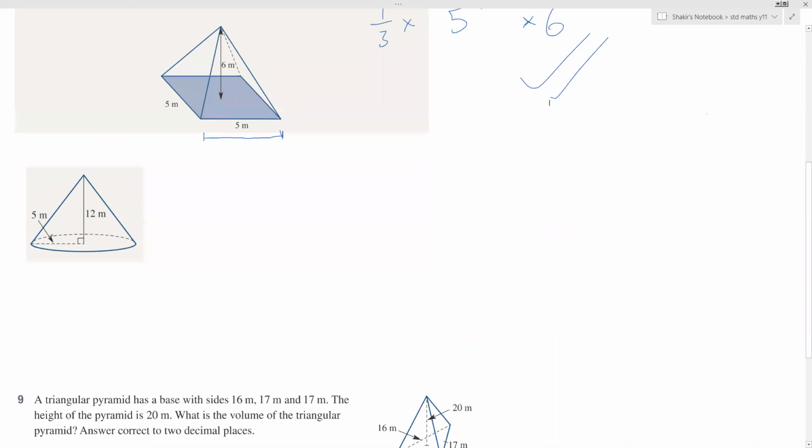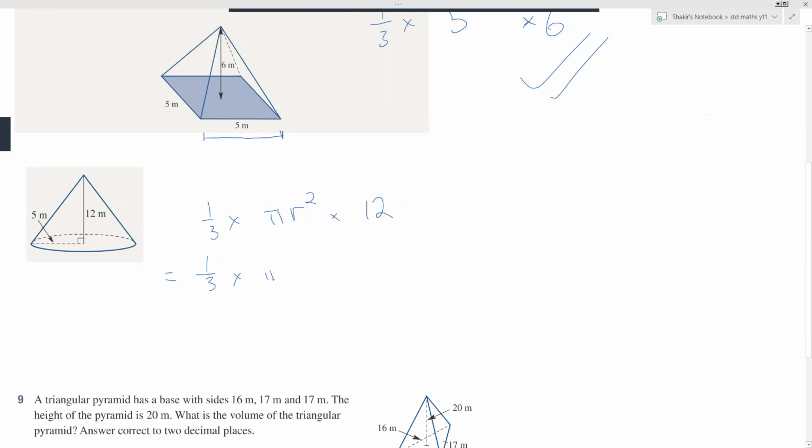Now, for this one, we can see it is a cone. The base is a circle, right? So that's going to be a third times pi r squared multiplied by the height. The height here is clearly 12, and we just need to figure out the radius. The radius is 5. So that is going to equal a third times pi times 5 squared multiplied by 12. You put it in a calculator and you'll get your answer.